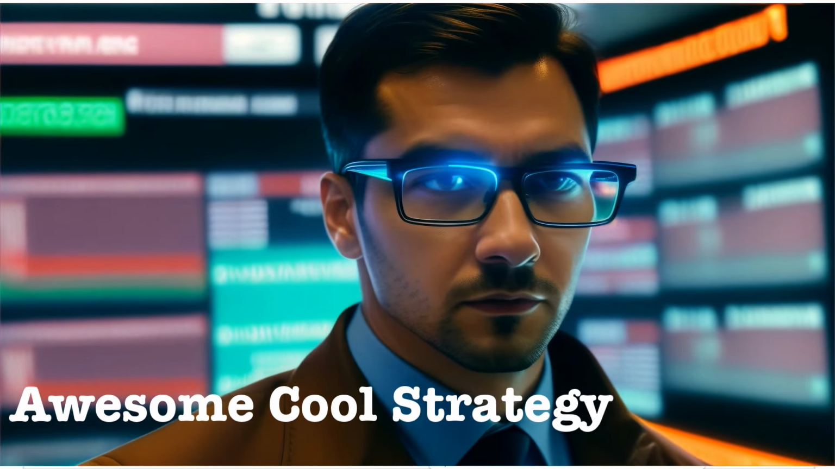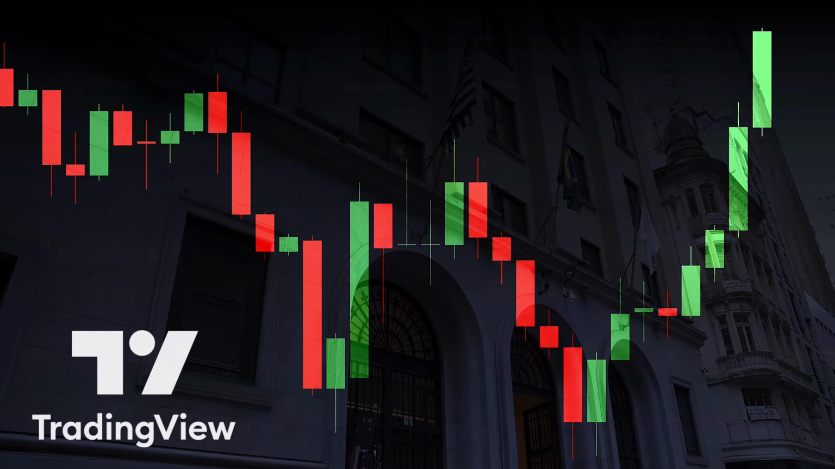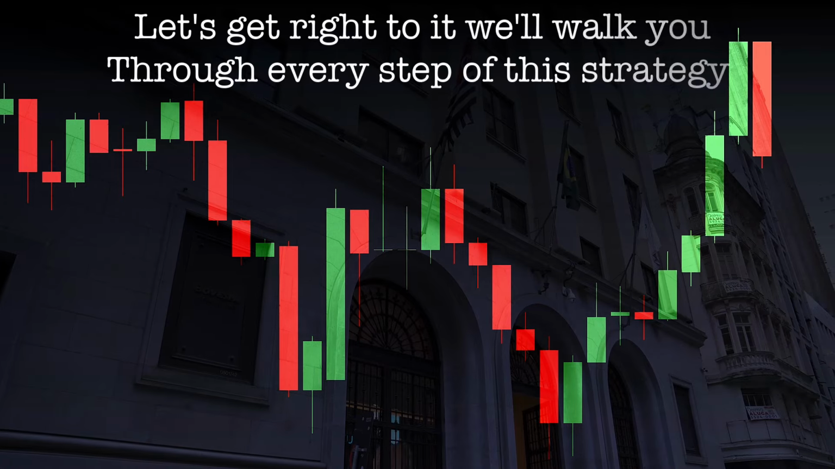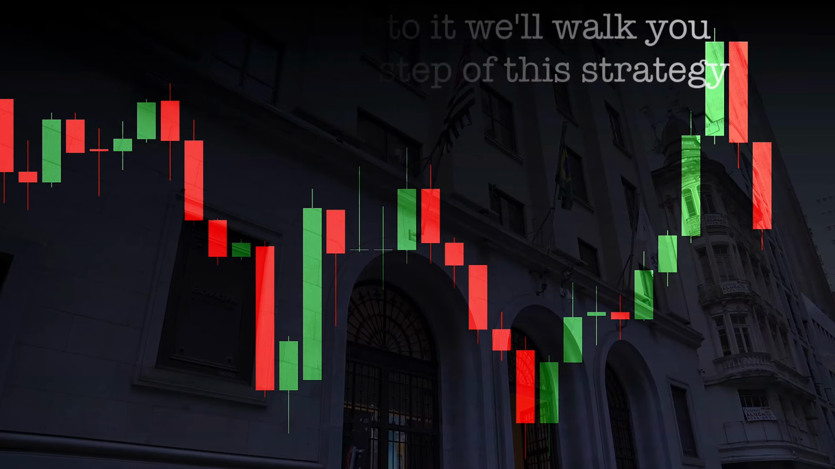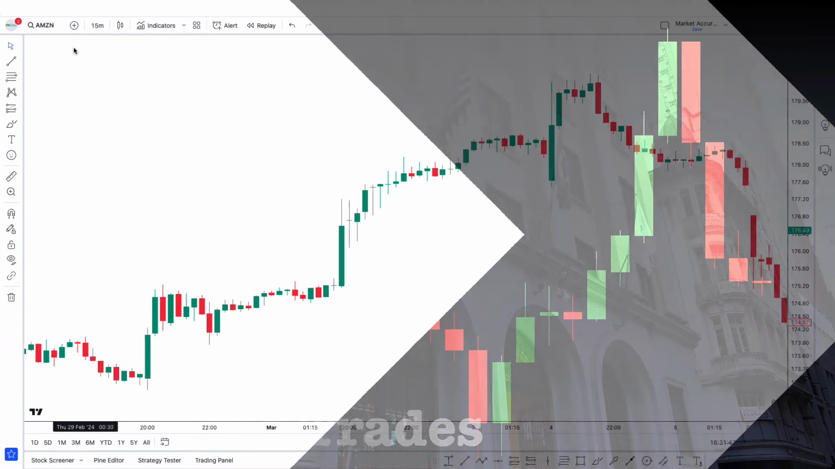Today we're excited to share an awesome strategy that can help you make better trades. We'll be using a popular platform called TradingView to show you. Let's get right to it. We'll walk you through every step of this strategy, which is perfect for everyone looking to make quick and profitable trades in a fast-paced market.